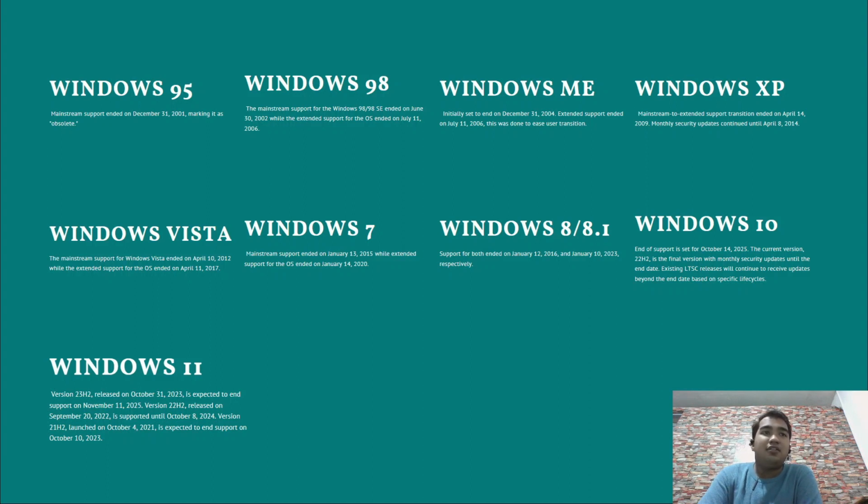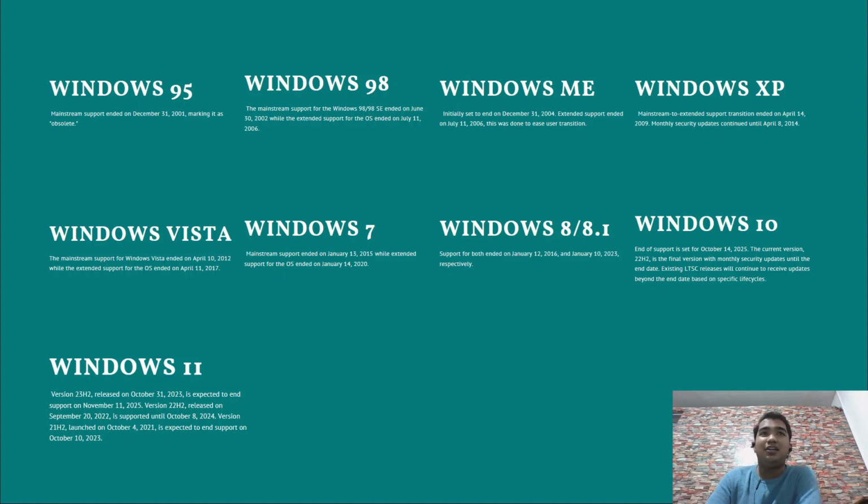So for Windows 11, the version 23H2, released on October 31, 2023, is expected to end support on November 11, 2025. The version 22H2, released on September 20, 2022, is supported until October 8, 2024. The version 21H2, launched on October 4, 2021, is expected to end support on October 10, 2023.